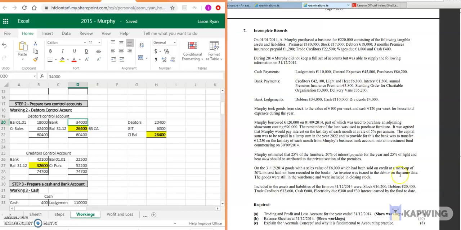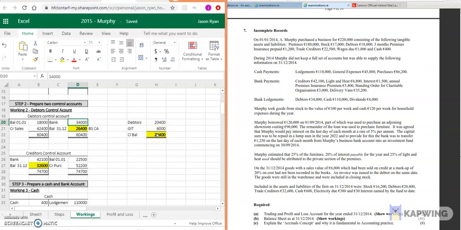But also in this question, we also have goods in transit. So I mentioned here on the 31st of the 12th, 2014, goods with a sale value of 6,000, which had been sold on credit at a markup of 20% on the cost, have not been recorded in the books. So that means that someone bought extra stock from us where it's in transit. It's been included in our closing stock, but it has to be included as part of our debtors.